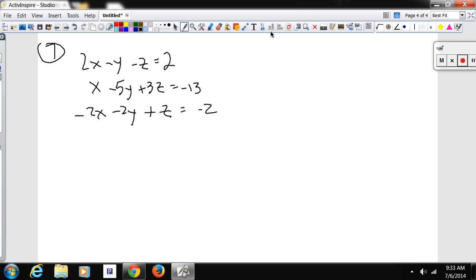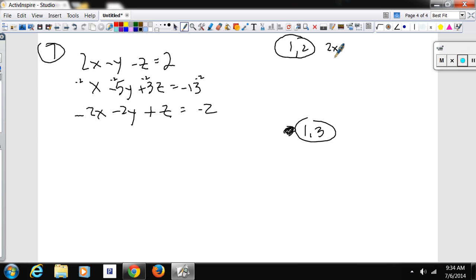So here's what you want to do. You want to combine 1 and 2 first. Then you want to combine 1 and 3. I'll show you how to do that. So we're going to put these two together. You want to get one variable to eliminate. So right now the x is a 2x and this is an x, so let's multiply everything by negative 2. And what that will do is make that a negative 2x and it will cancel out with this one.